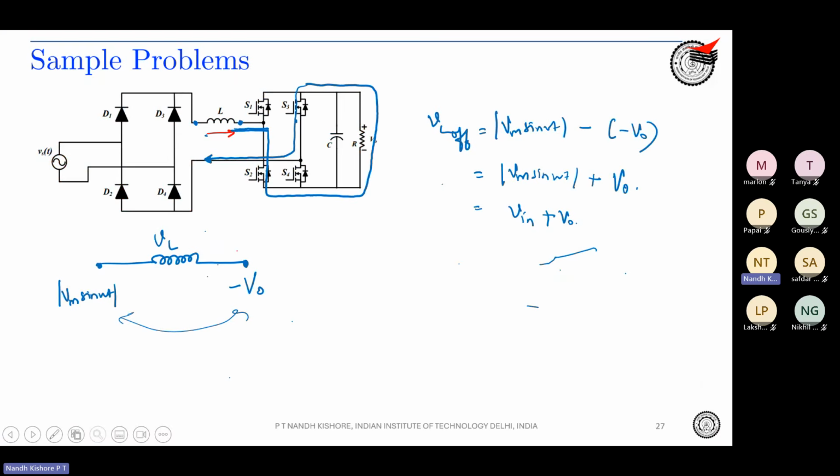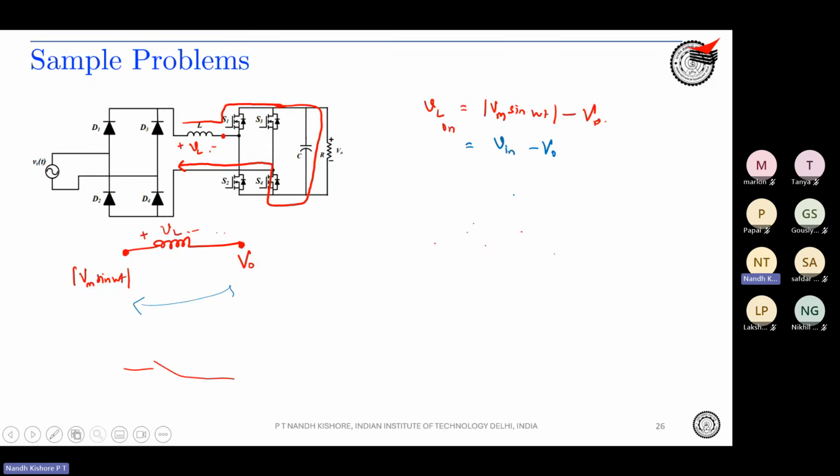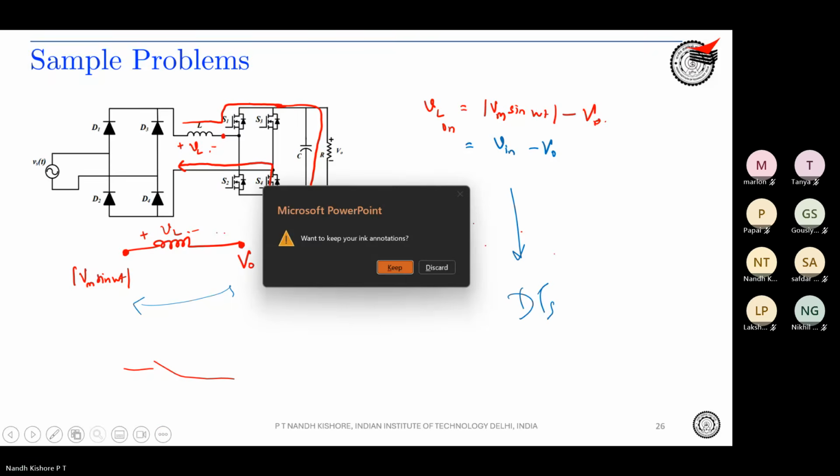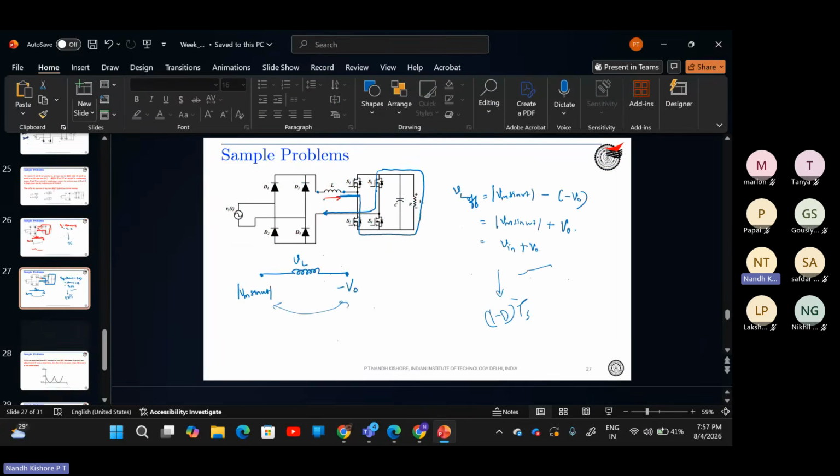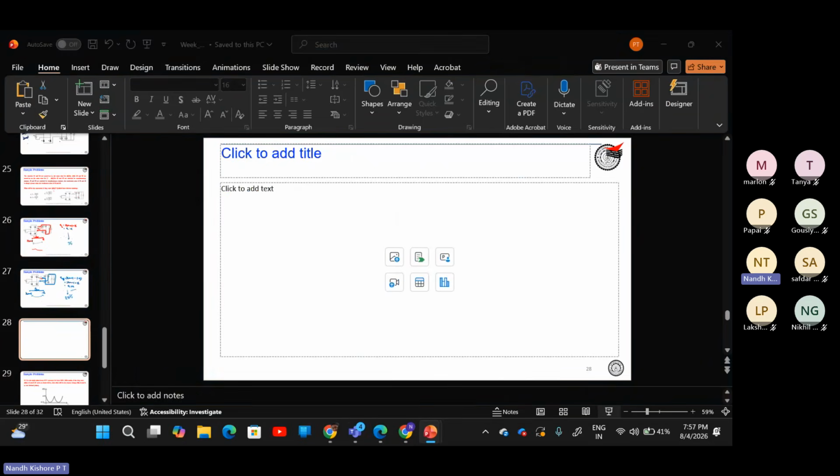So this is during the 1 minus d Ts period, and this is during the d Ts period. Okay, so we will now apply the inductor flux balance principle.